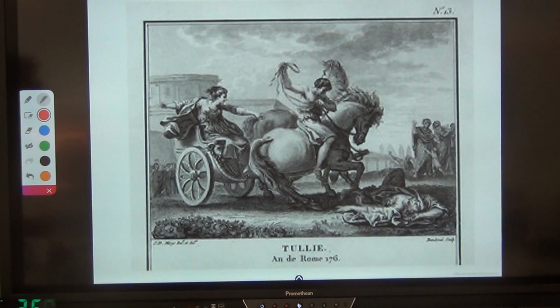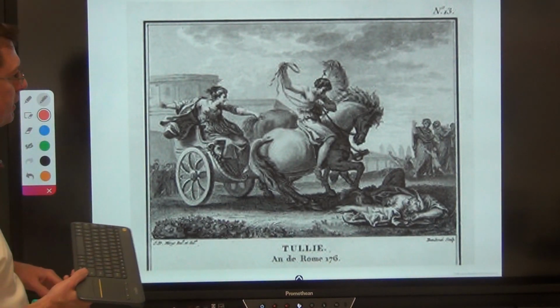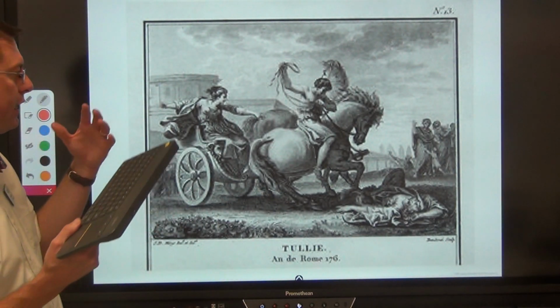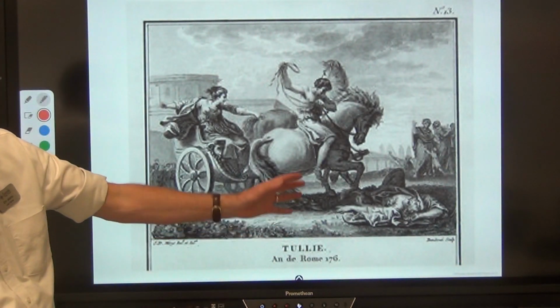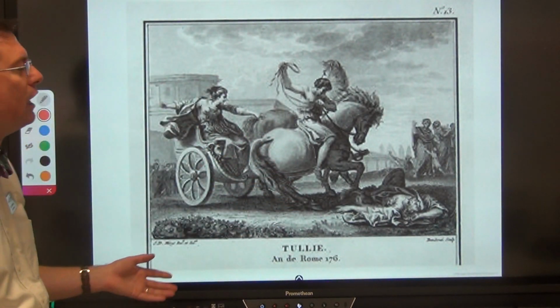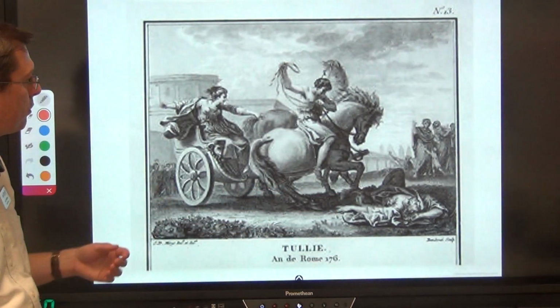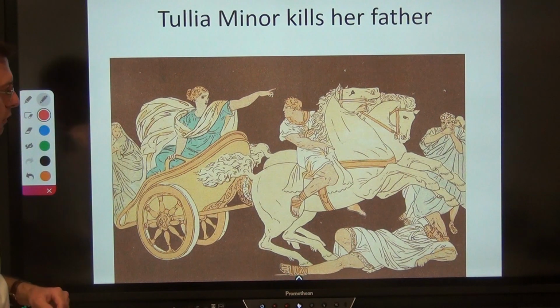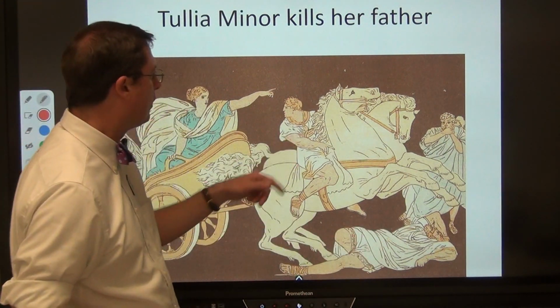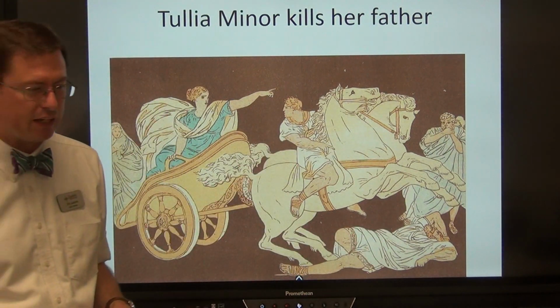And so she will declare her husband at a meeting of the Senate to be the next king of Rome. And as a matter of fact, when her father, Servius Tullius, runs out into the street trying to stop it all, she runs him over with the chariot. And so you can see it depicted here in art, and there it is as well, of Tullia Minor killing her father, running him over, obviously, with her new husband, the 7th and final king of Rome.